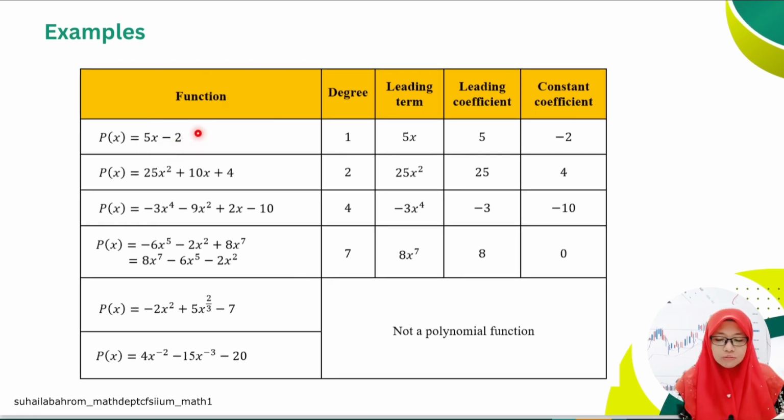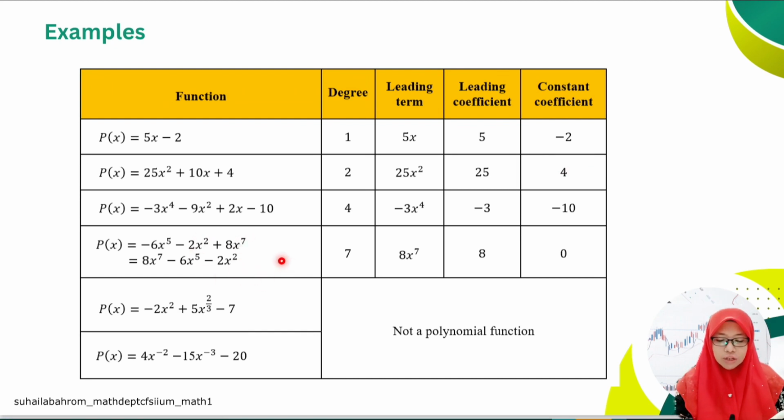P(x) = 5x - 2. The degree here refers to the highest degree of the polynomial, so 1, with the leading term 5x, leading coefficient of 5, and the constant coefficient is negative 2. And then the next one, we have 25x^2 + 10x + 4. The degree here is 2, quadratic. The leading term is 25x^2, leading coefficient 25, and the constant coefficient is 4.